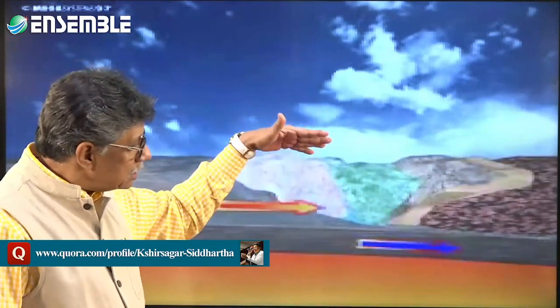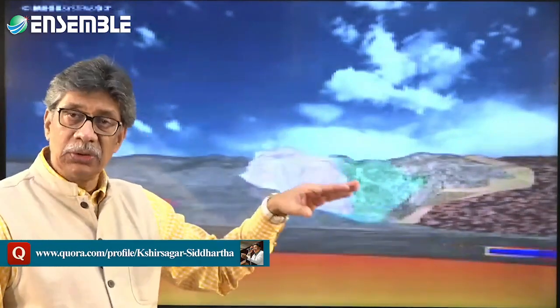Take a look at it. That's the collision that has taken place, and it is after this collision that the Himalayan mountain ranges are going to be rising, and it is this rising that goes on to actually lead to the evolution of the present personality of the Himalayan mountain ranges.